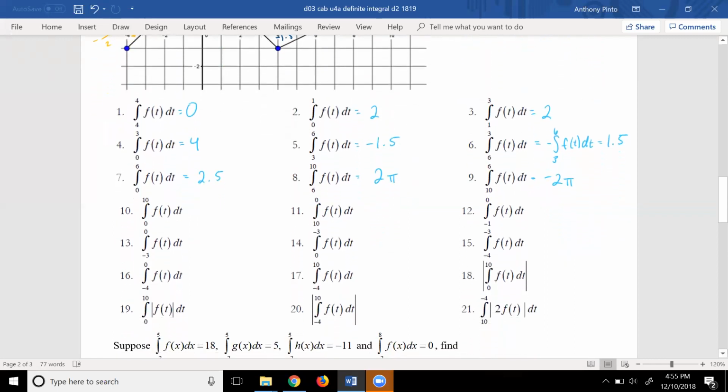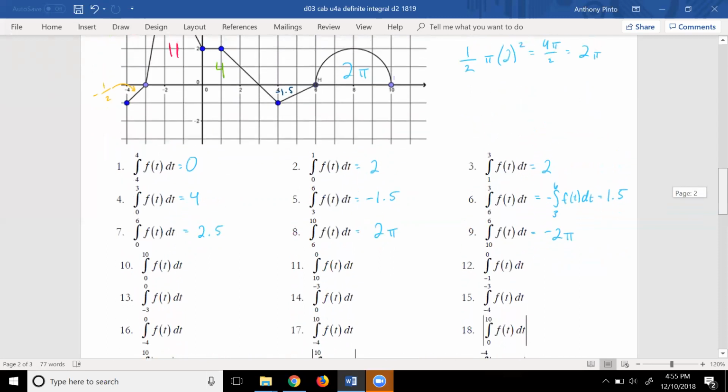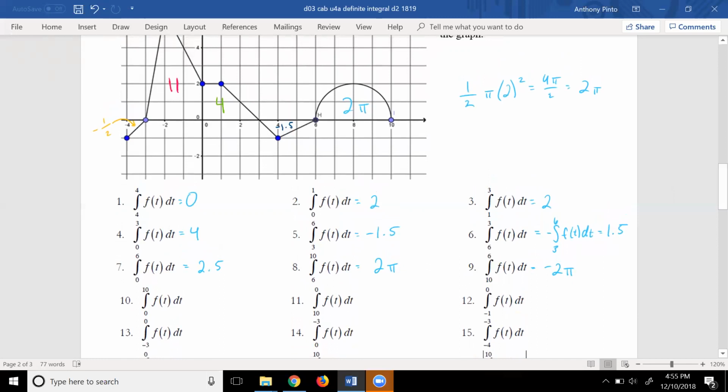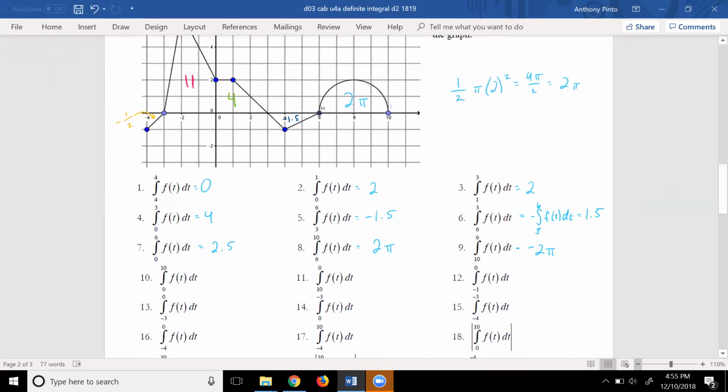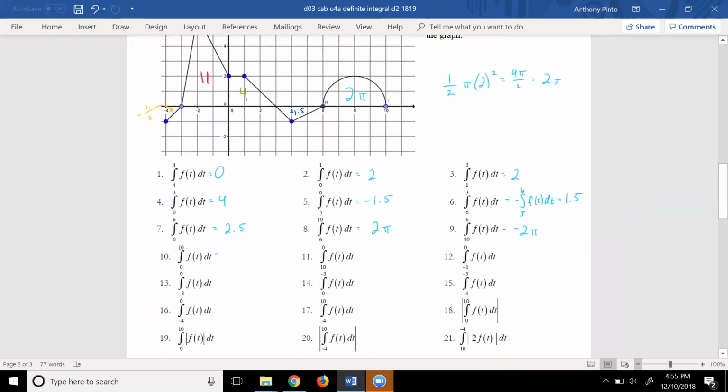All right, moving down from 0 to 10. All we're doing is just adding everything up. From 0 to 10. So 4 plus 2 pi minus 1.5, that's 2.5 plus 2 pi. Let me zoom out so you can see the graph and the integrals below. So that's 2 pi plus 2.5. And then flipped, we have 10 to 0. So again, that's just negative 2 pi minus 2.5.